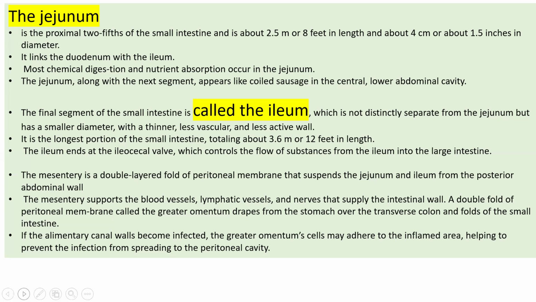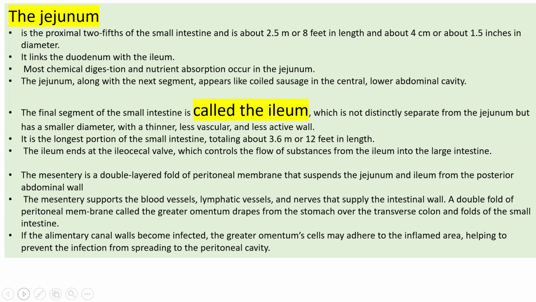The ileum ends at the ileocecal valve, which controls the flow of substances from the ileum into the large intestine. The ileocecal valve prevents reflux between the small intestine and large intestine. The mesentery is a double-layered fold of peritoneal membrane that suspends the jejunum and ileum from the posterior abdominal wall. The mesentery supports blood vessels, lymphatic vessels, and nerves that supply the intestinal wall.